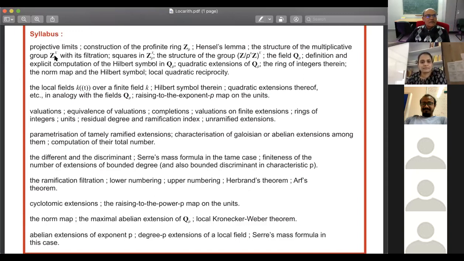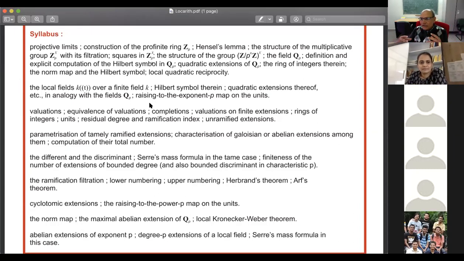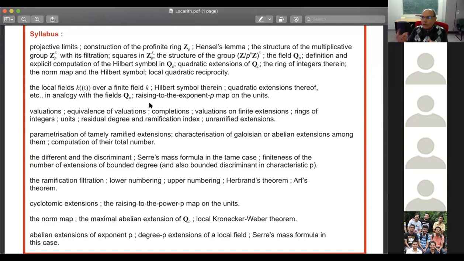What does the syllabus say? It says that we'll talk about projective limits. This is a concept which makes sense in any category. I'm not assuming that you are all familiar with the notion of categories and functors, but it's a very simple notion which is useful in all areas of mathematics. Let me recall it briefly. Everything today is just an overview, not very precise with definitions and exact statements.